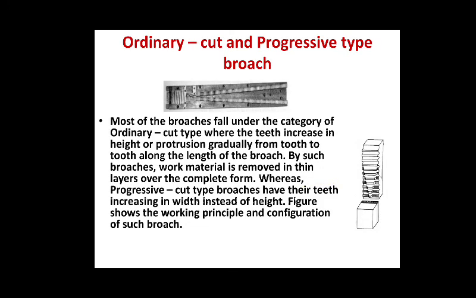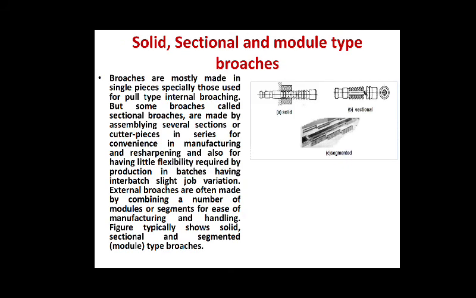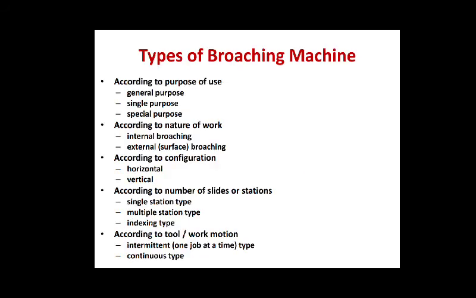Here the ordinary cut and progressive type broach is shown. Here you can see the solid, sectional and modular type broach. Now these are the types of broaching machine: according to purpose of use, general purpose, single purpose, special purpose; according to nature of work, internal broaching, external broaching; according to configuration, horizontal, vertical; according to number of slides or stations, single station type, multi-station type, indexing type; and according to tool or work motion, intermittent type and continuous type.